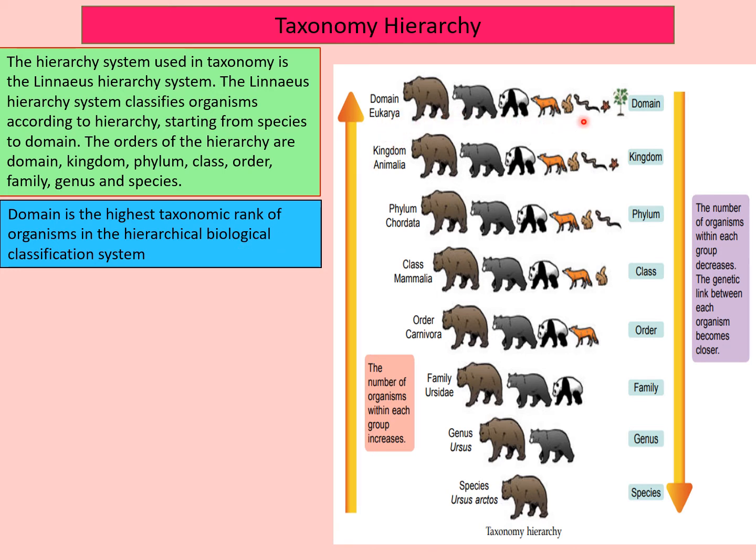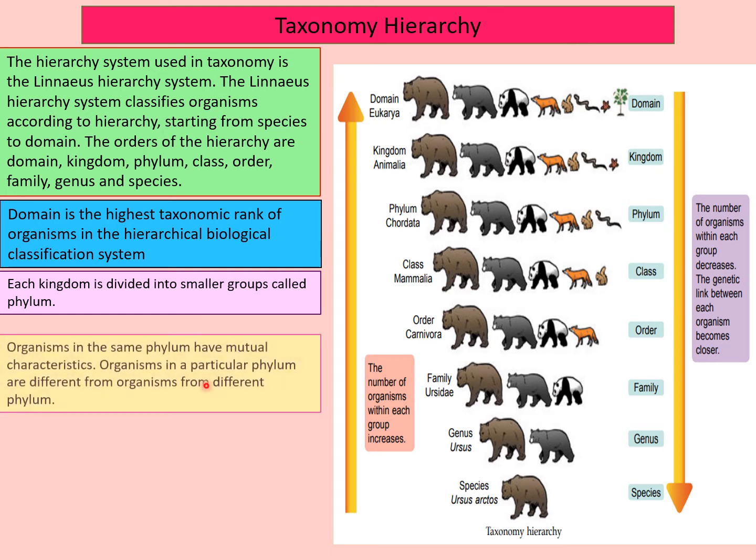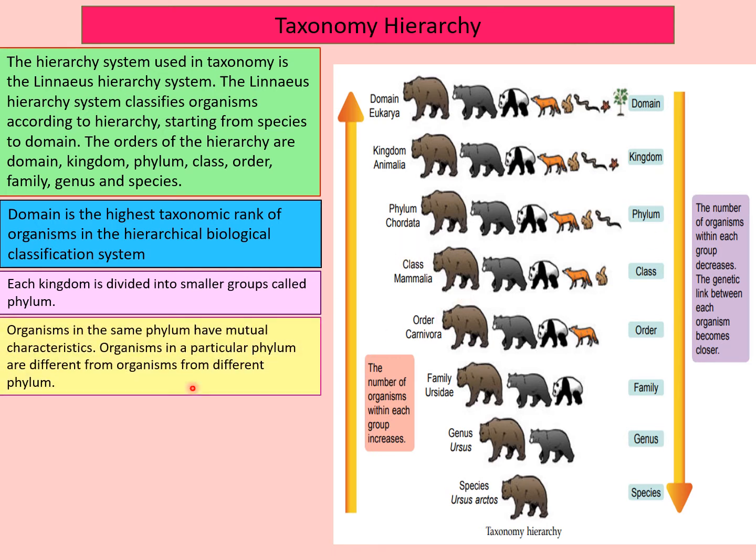You can see the plants are also in this group. So when we move to kingdom Animalia, plants have to move to another kingdom, called kingdom Plantae. So they are not in this kingdom anymore. Each kingdom is divided into smaller groups called phyla. The phylum in this group is phylum Chordata. This is all vertebrates, so the starfish has to move to another phylum. It is not in phylum Chordata.